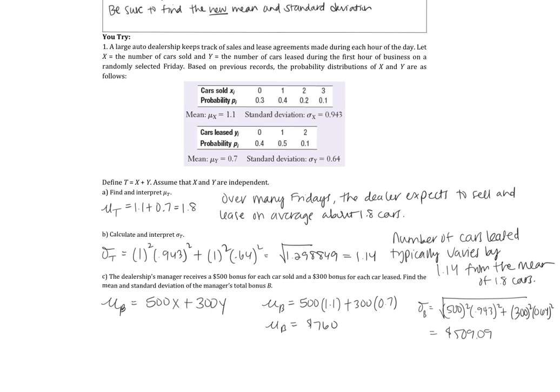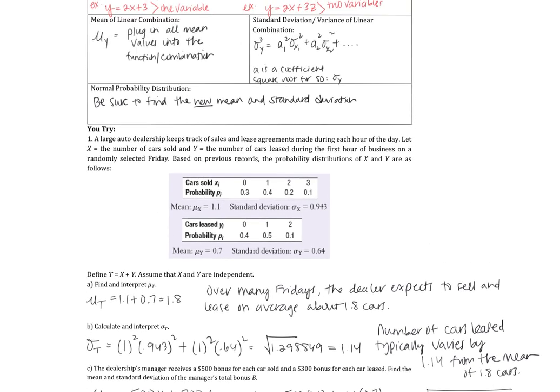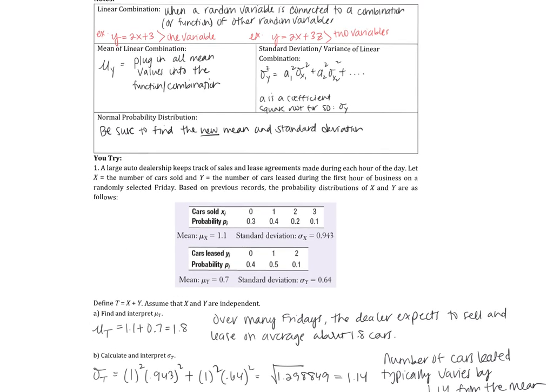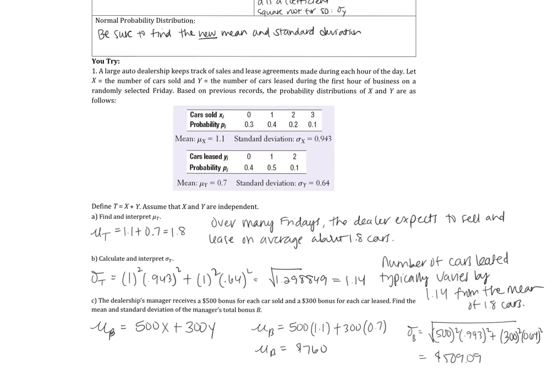So just like we said above, to find the average, you're going to plug in all mean values to the linear function or combination. And down here, to find mu sub T, I'm going to plug in the associated X mean, that's 1.1, plus Y, I'm going to plug in the associated Y mean, which is 0.7, for the new mean of 1.8. So over many Fridays, the dealer expects to sell and lease on average about 1.8 cars.